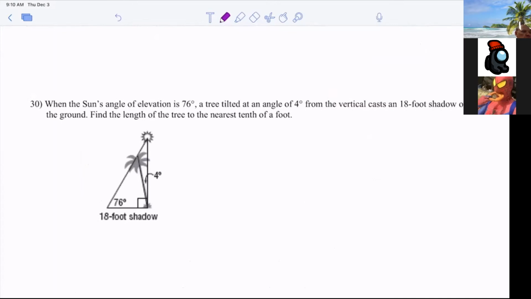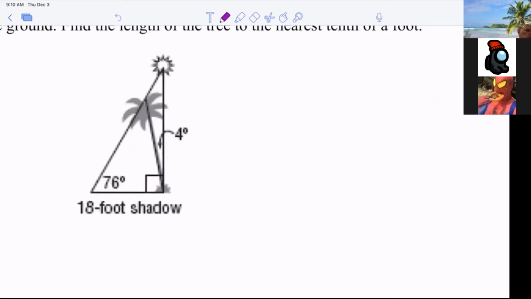When the sun's angle of elevation is 76 degrees, a tree tilted at an angle of 4 degrees from the vertical casts an 18-foot shadow on the ground. Find the length of the tree. The reason this one was tricky is because of this. Look, this makes this 86 degrees. Does that make sense? If I add 86 and 76, that's 162. So that makes this 18, if I'm not mistaken.